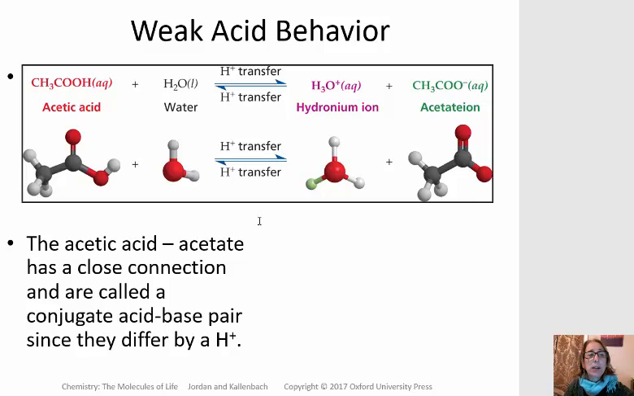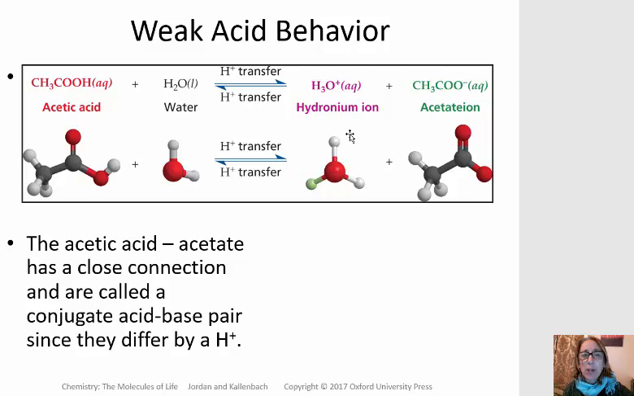So if we look on this slide, we see on the very top here the chemical reaction of acetic acid with water to form hydronium and acetate. There is a double arrow here, and we always have that double arrow when we have a weak acid dissolving in water. What that double arrow means is that some of the protons from the acetic acid, or whatever weak acid we're looking at, will be donated to water.